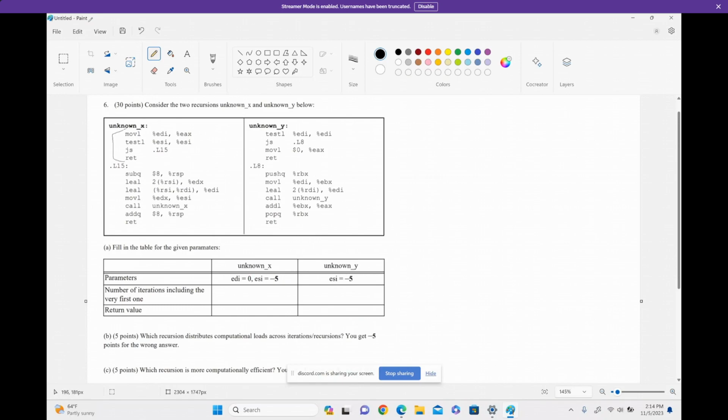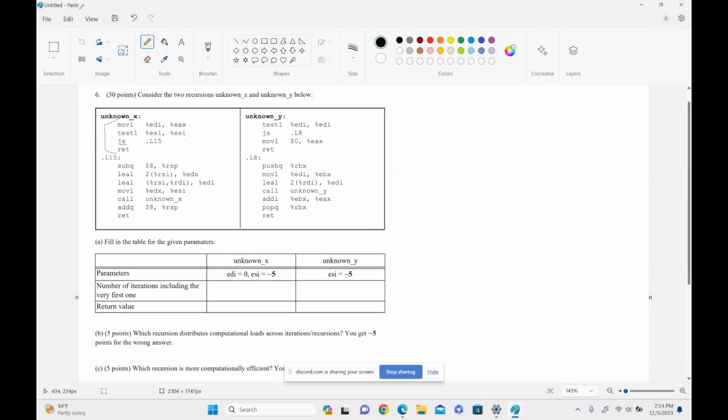This doesn't really matter, but JS is like smaller than 0. That's what it basically means. Jump is smaller than 0 to L15. Okay. The first line is the stack, which doesn't matter. There's no use for stack in this part. Then you know what LEA is, right?